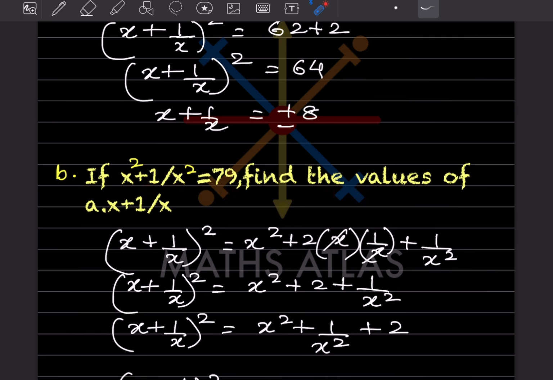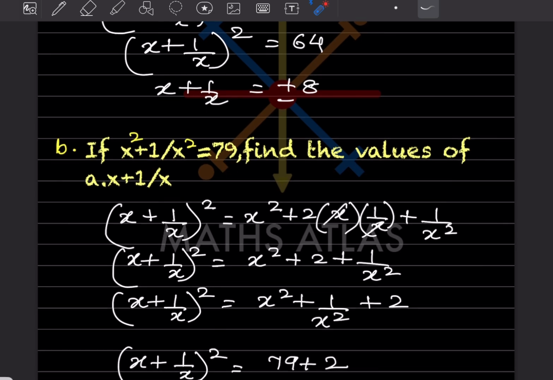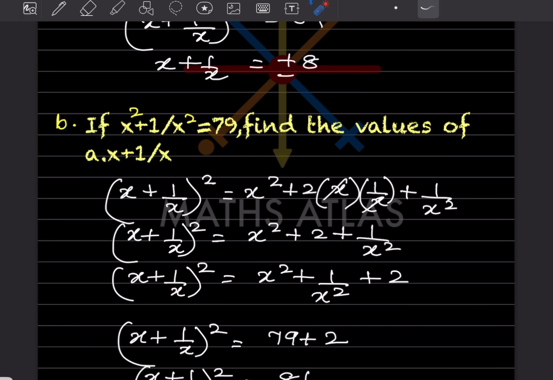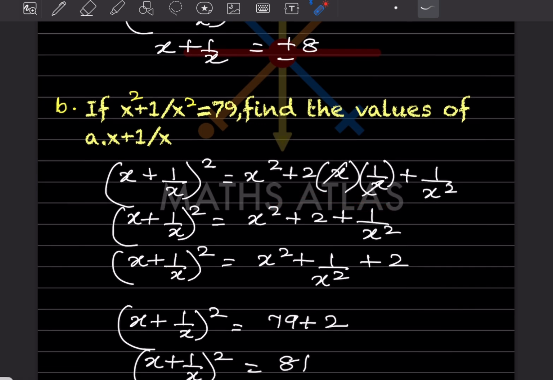So now here we can do the same. For this one we are going to take a plus b whole bracket square, meaning x plus 1 by x whole bracket square. So that will be x square plus 2x into 1 by x plus 1 by x square. This and this get cancelled, so plus 2 plus 1 by x square. So x plus 1 by x whole square is going to be x square plus 1 by x square plus 2. So this will be the same.